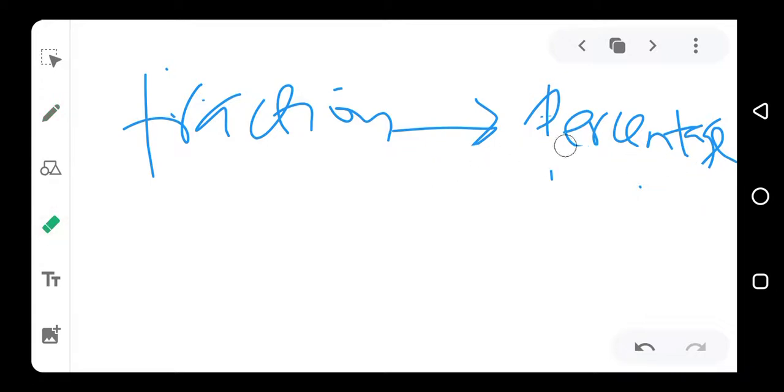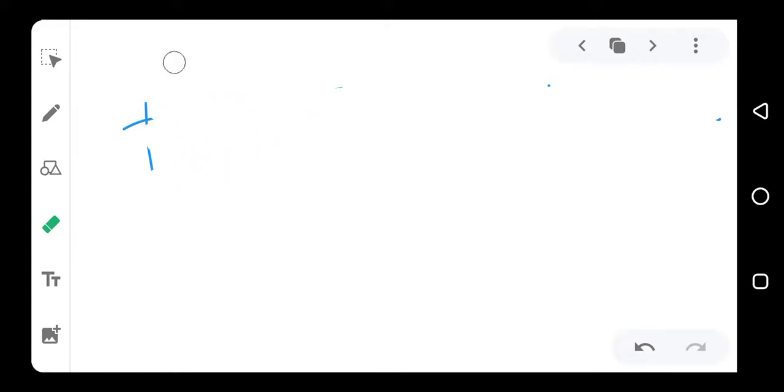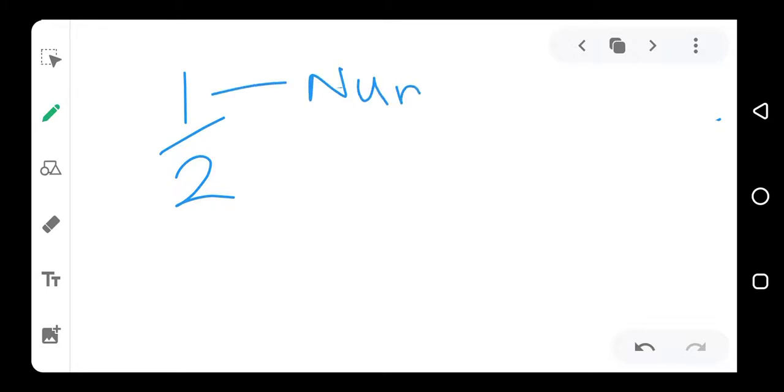Now, the procedure involved in converting fraction to percentage are these. The steps in converting a fraction to percentage. Before then, you should remember that I said that a fraction takes the form of, assuming you have 1/2 as a fraction, the one on top is called numerator, and the one under is called denominator.